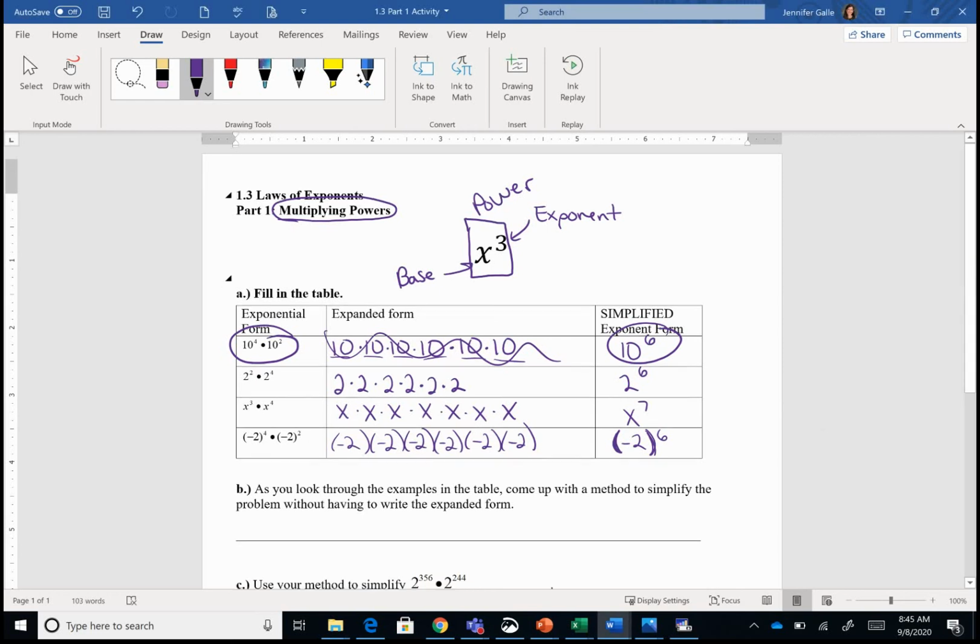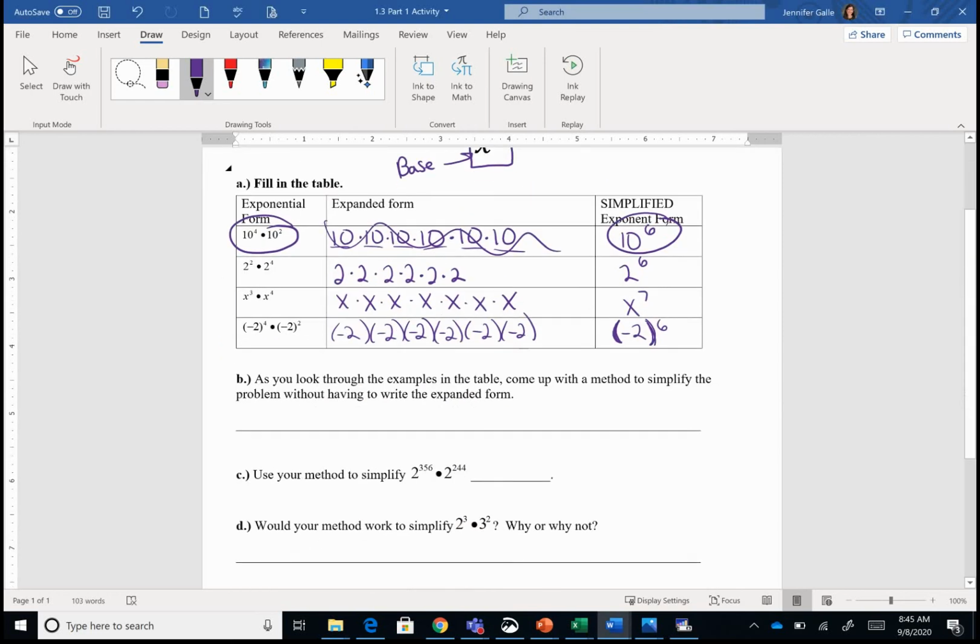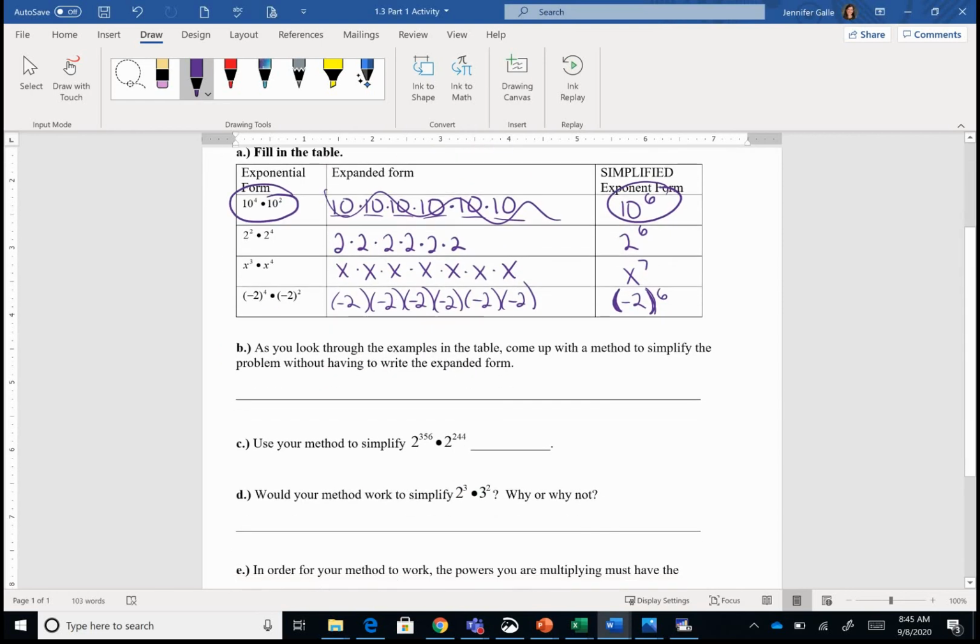Let's talk about that shortcut. As I walked around, some of you, boom, you had it right away. Some of you had it before we even finished the table up there. And others of you, once we started talking, you're like, well, yeah, Miss Golly, come on. All you do is what with the exponents? Add them together. So add exponents. Isn't that much simpler, guys, than having to write out all those 10s and all those 2s and all those x's?